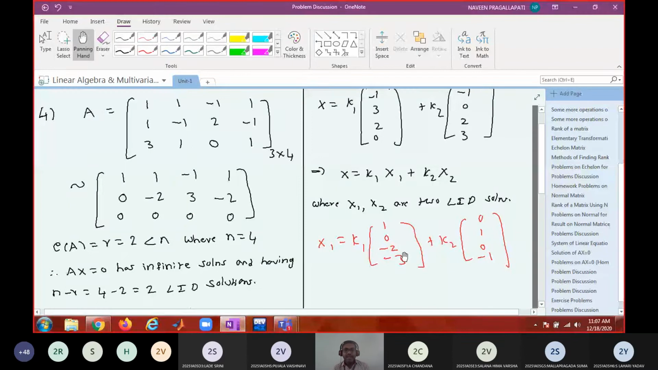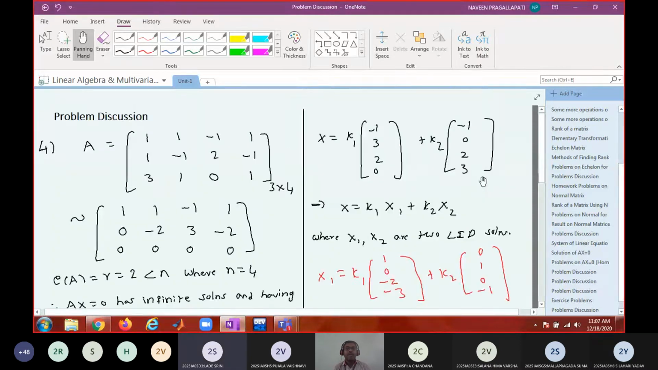So these two form one basis, these two form another basis. The set of all possible linear combinations will generate a space. That space is the same as the space generated by these two. Sir, okay, I got fractions.